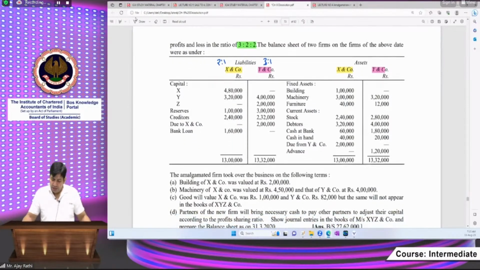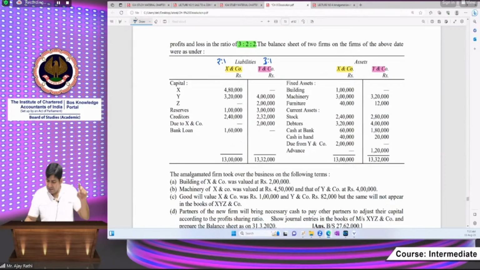So what the question is saying, please read this. These all are the fixed assets of both the firms. These are the current assets of both the firms. Until and unless the question is denying, we shall always move cash and bank also, along with bank overdraft also, to the new firm. That will have to be transferred to realization account as per step number 1. Why? Because the business is being merged.